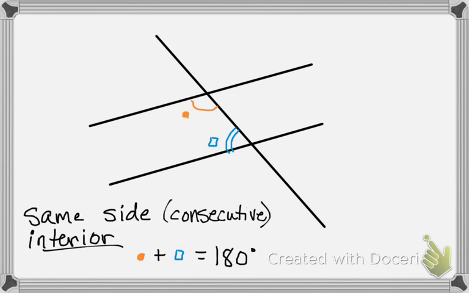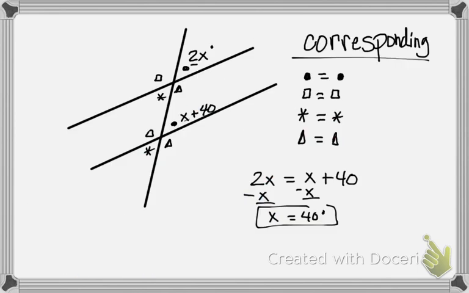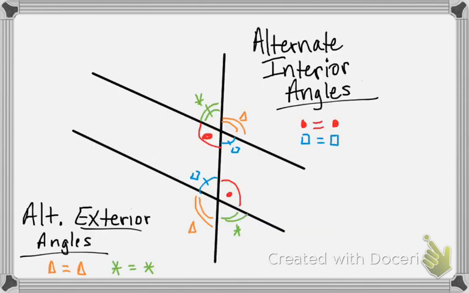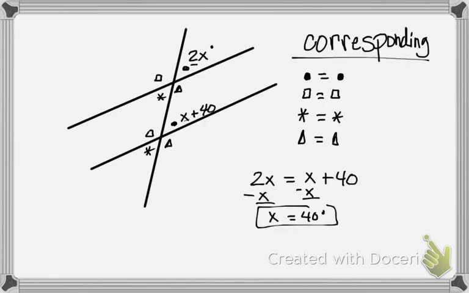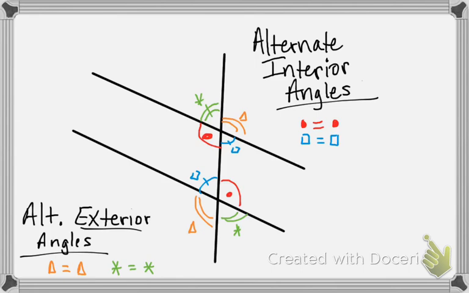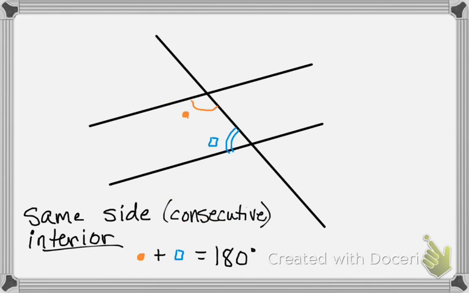Okay, so you have your four different types: corresponding angles, alternate interior angles, alternate exterior angles, and you have same side interior angles. The first three, corresponding, alternate interior, alternate exterior, are equal to one another. They have the same angle measures. Same side interior, or same side exterior actually as well, are going to add to equal 180 degrees.